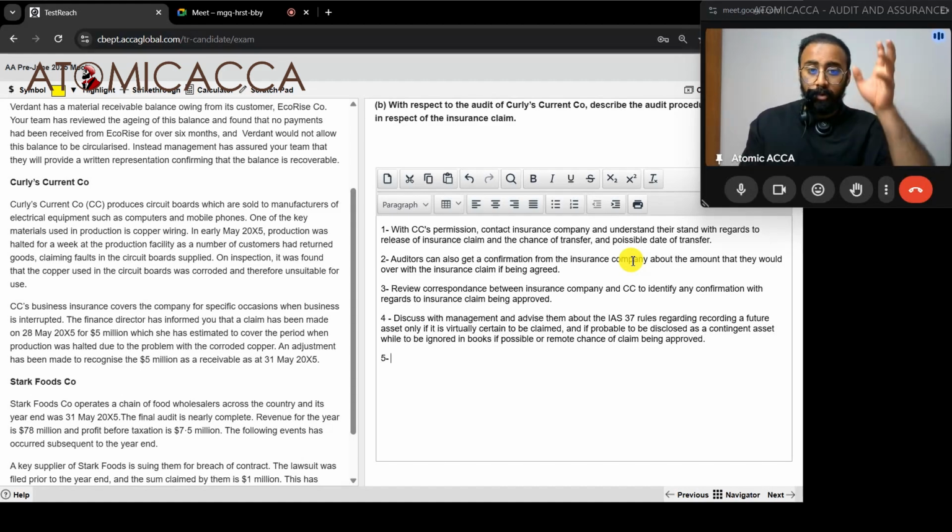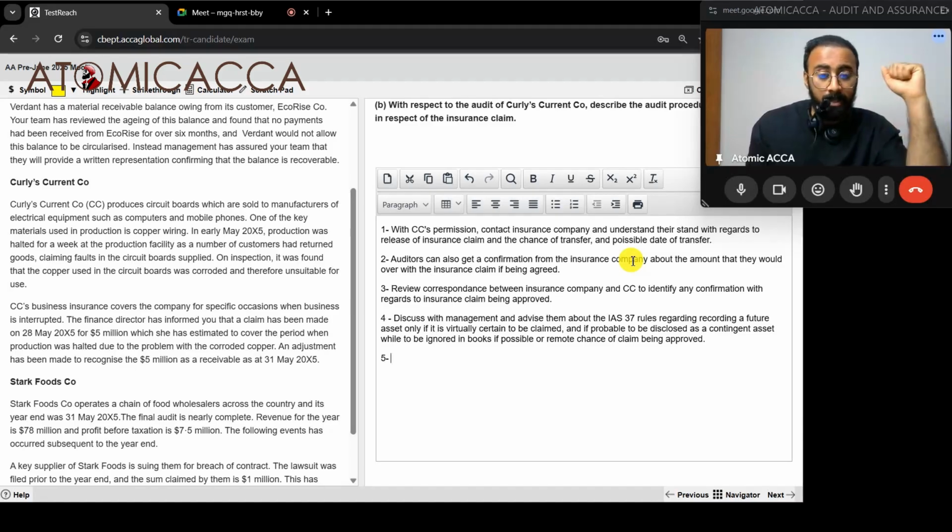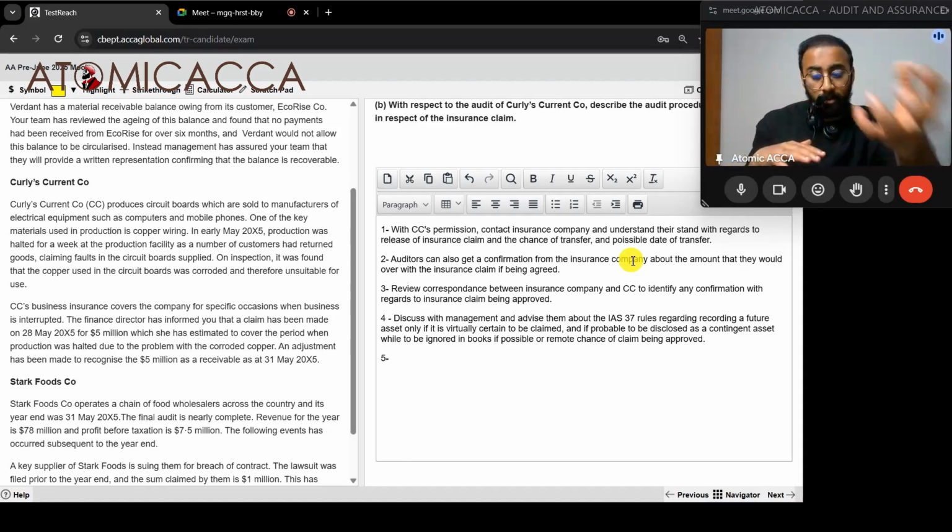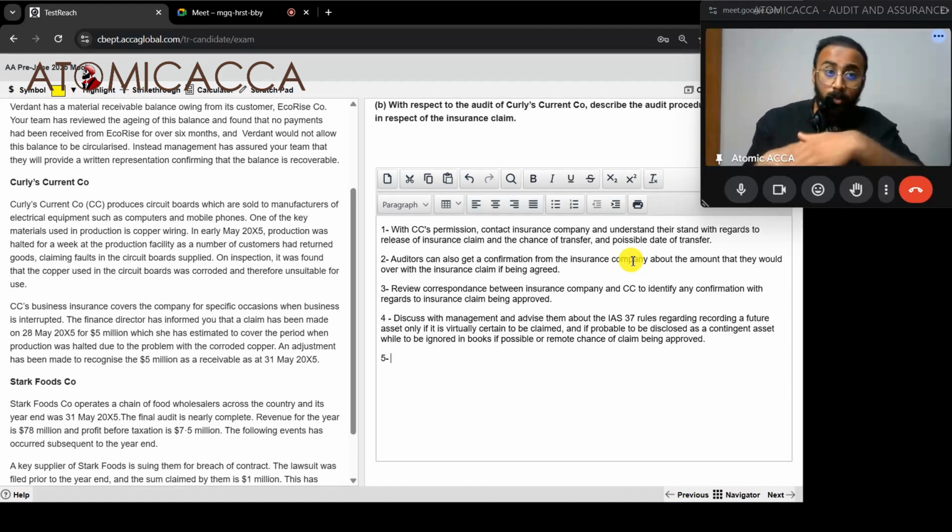We said something about board minutes. What can I get an idea of from board minutes? I can identify what discussions are going on between them, and I can figure out what they actually think about this claim being satisfied, and what their future plans could be on how they intend to cover this. There was some copper being corroded and the production was on halt. I can get an understanding of what their thinking is about whether they would be getting the insurance claim or not, plus what their future plans are about this copper corrosion.